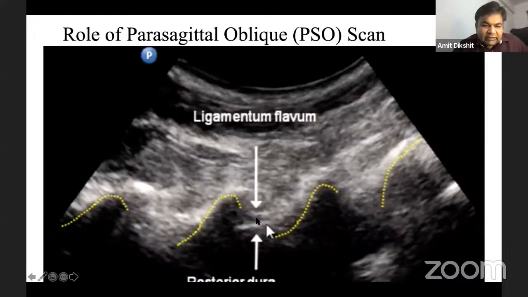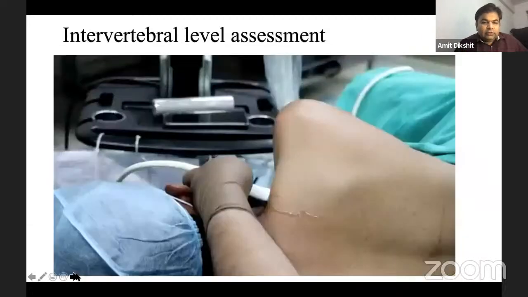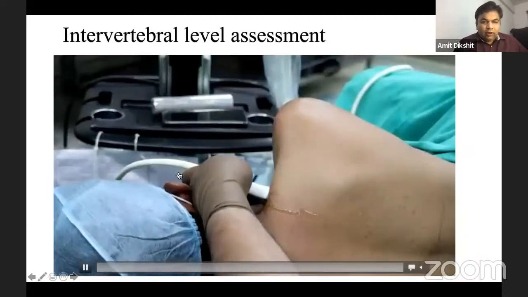But what we see here is the posterior complex and anterior complex. And if we can see this, we can bring the whole structure in the middle of the screen, and we can use the M mode button as a marker and we can mark it. So I'm just showing how we do it.